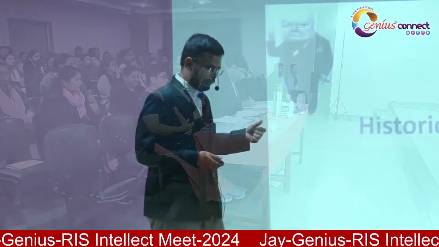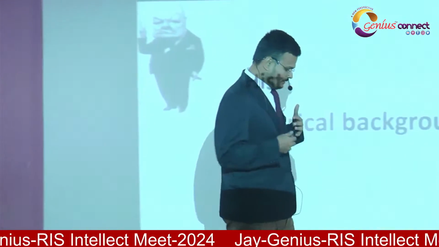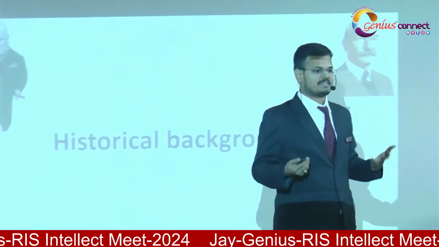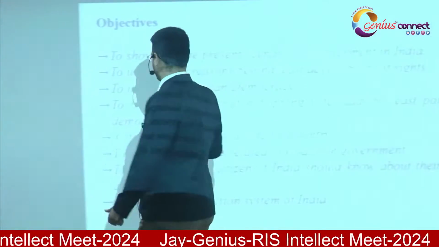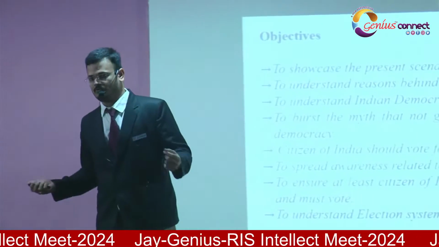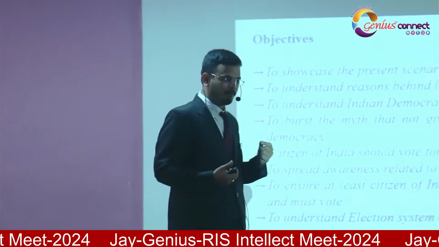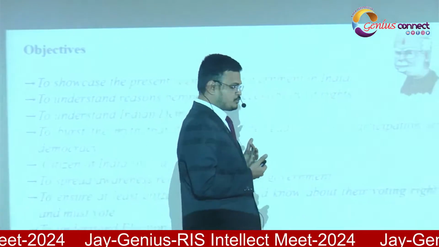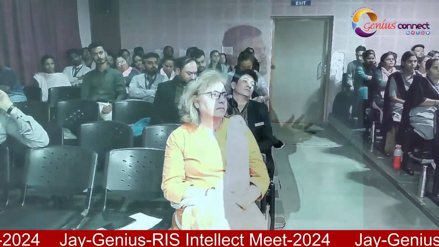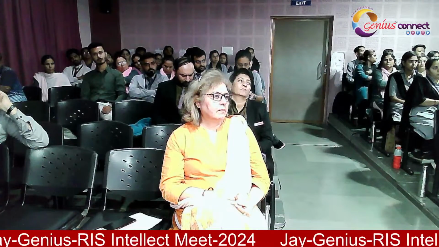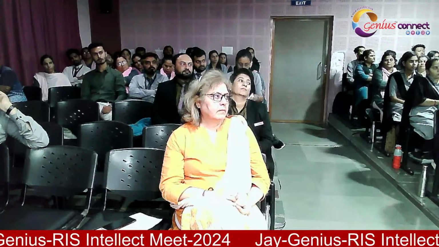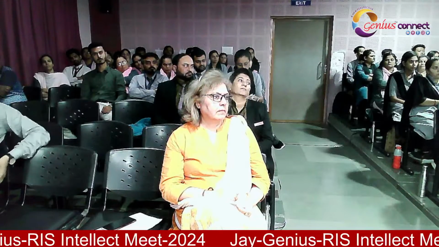In the historical background, I would also like to add that coalition government basically started in India from 1977, with the Morarji Desai government. My objective in choosing this topic is to understand the complex election system in India, and to spread maximum awareness among the citizens of India to at least give their vote. Because from 1952 to 2024, only 62 to 64% of the people cast their vote.